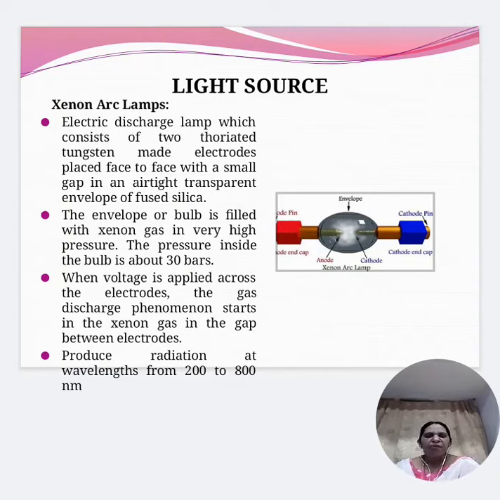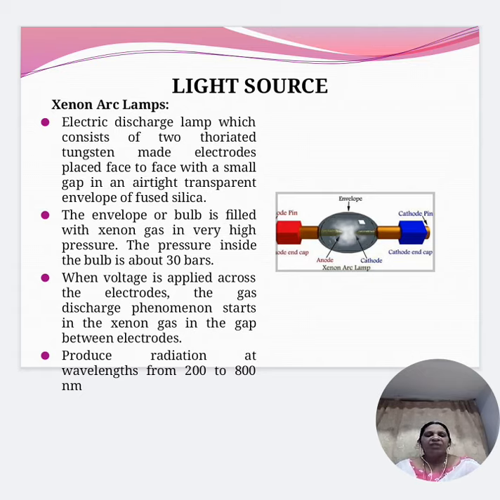So, the first component of your spectrofluorometer is your light source. The most commonly used are xenon arc lamps. We can also use lasers. This xenon arc lamp is nothing but a discharge lamp, which consists of two thoriated tungsten electrodes placed face to face with a small gap in an airtight transparent envelope of fused silica or glass or quartz. The envelope or bulb is filled with xenon gas at very high pressure.